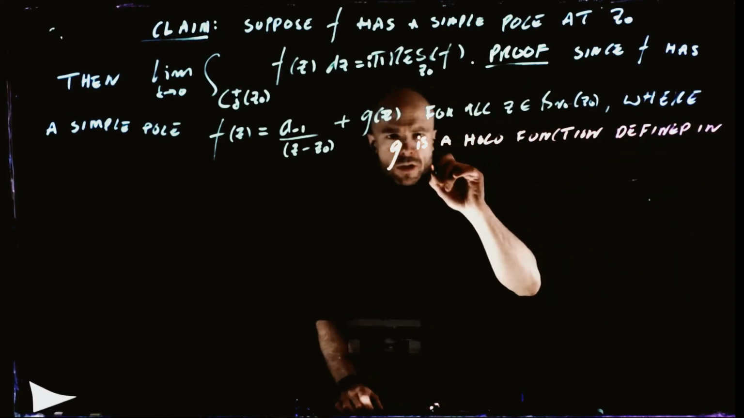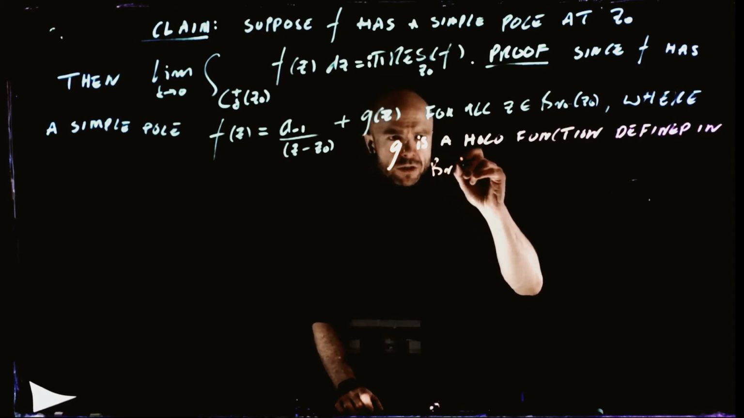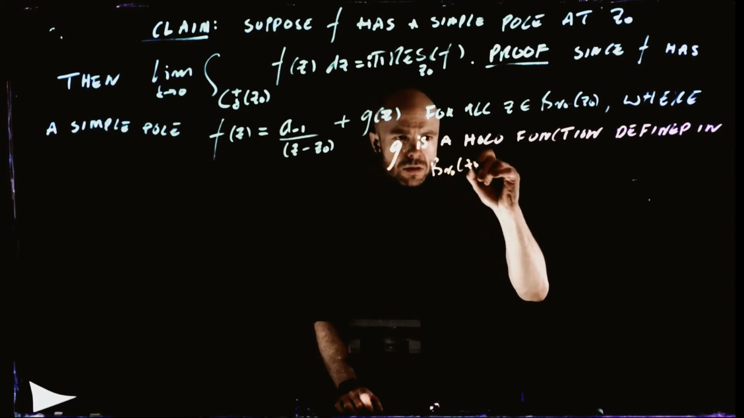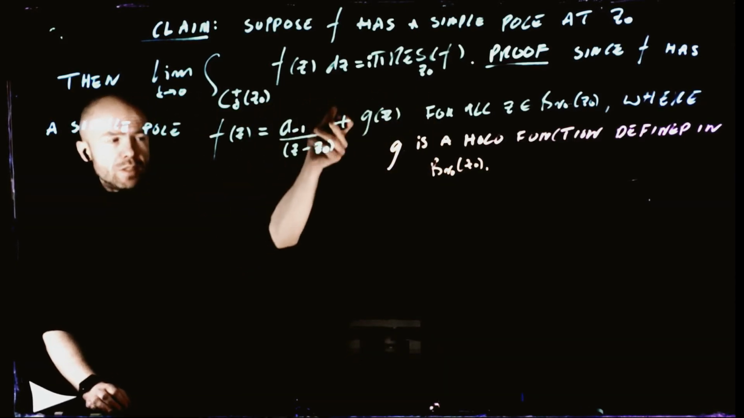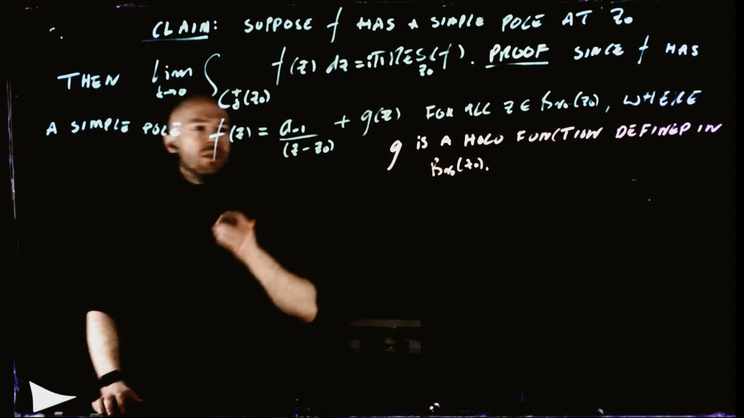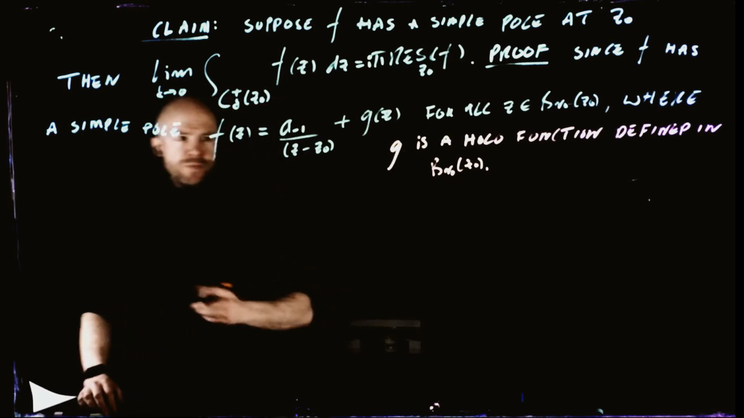Yeah, this is what we know. This is just from the definition of a simple pole, just using Taylor expansion. Right? Cool. So then we can try and explicitly calculate this integral like this. Yeah? Okay, let's do it.